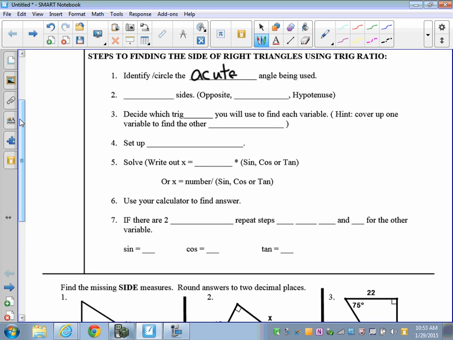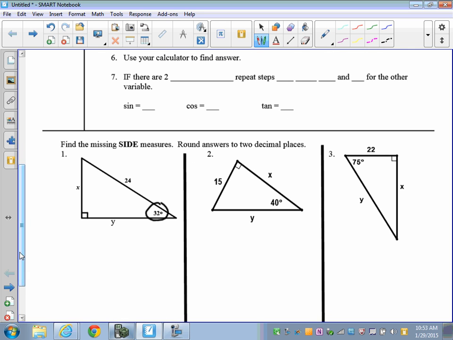Step 2 tells us to label the sides opposite, adjacent, and hypotenuse. Whenever I go down to my picture, across from the right angle is going to be my hypotenuse, so I'm going to label that H. Opposite means I go through the triangle, so this is the one that doesn't touch 32 degrees. And adjacent means next to. So the sides that touch 32 degrees are the hypotenuse and the adjacent side, which is y.